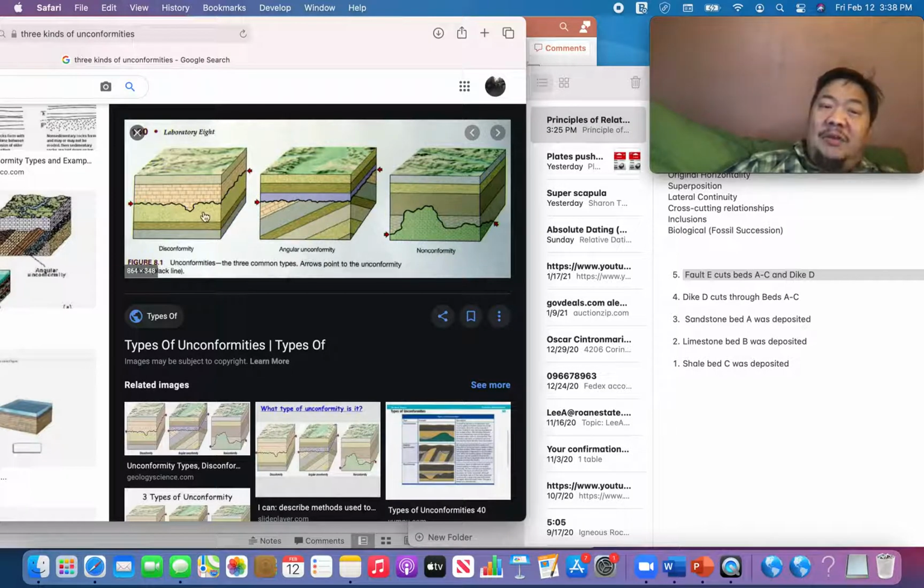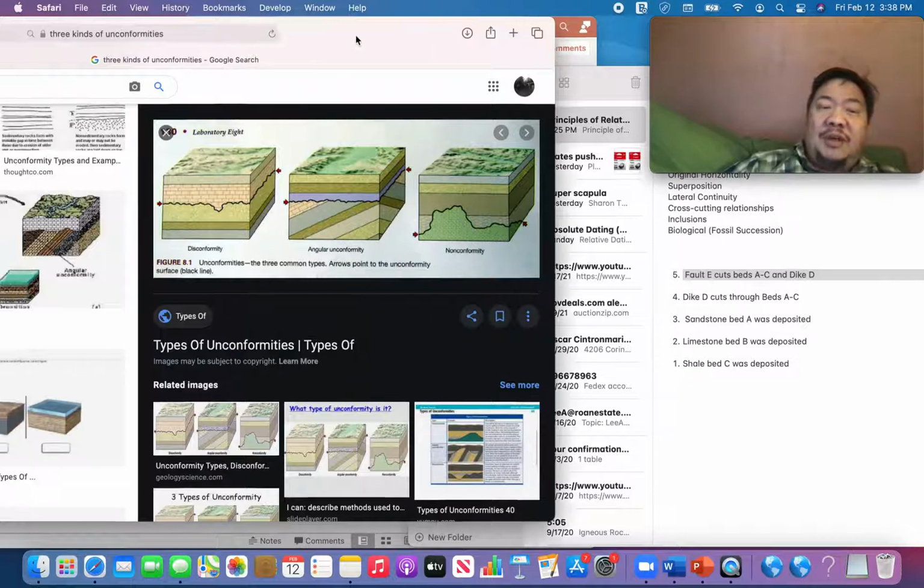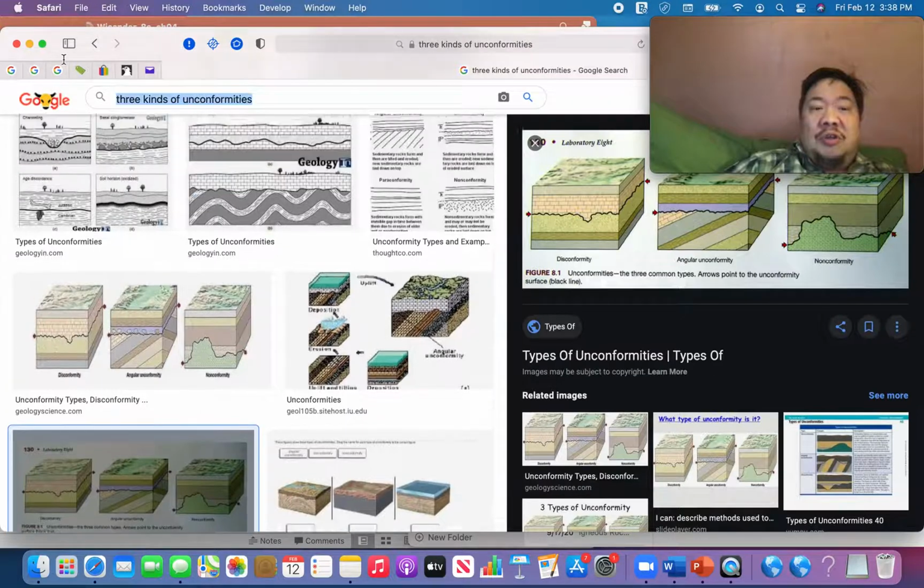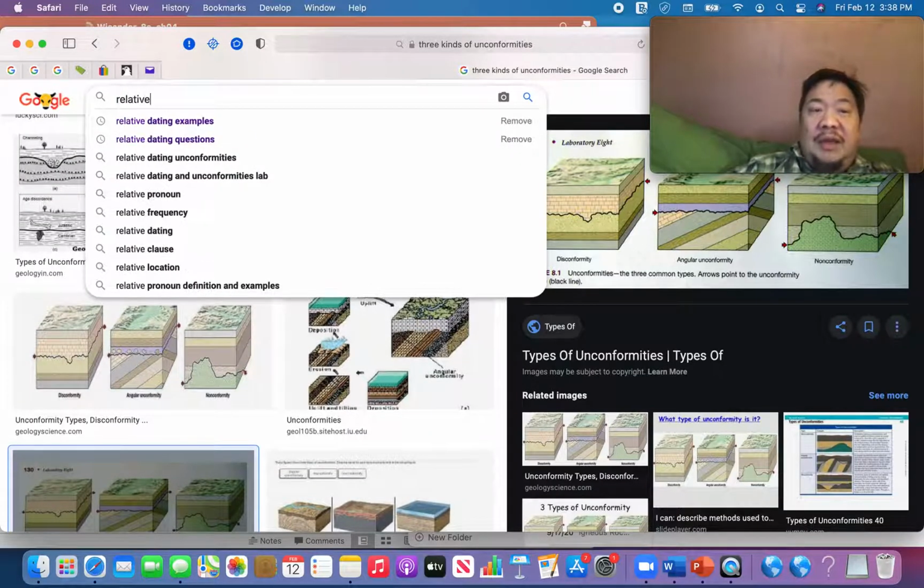the rocks here may have been formed before 300 million years ago. The rocks here may have been formed at 100 million years ago. And all the rocks in between 100 and 300 million years ago might have been removed. And all that's left is this erosional surface, which we call an unconformity. So unconformities represent uplift of mountain ranges and then erosion. Now, let's use our tools and see if you can do some relative dating.